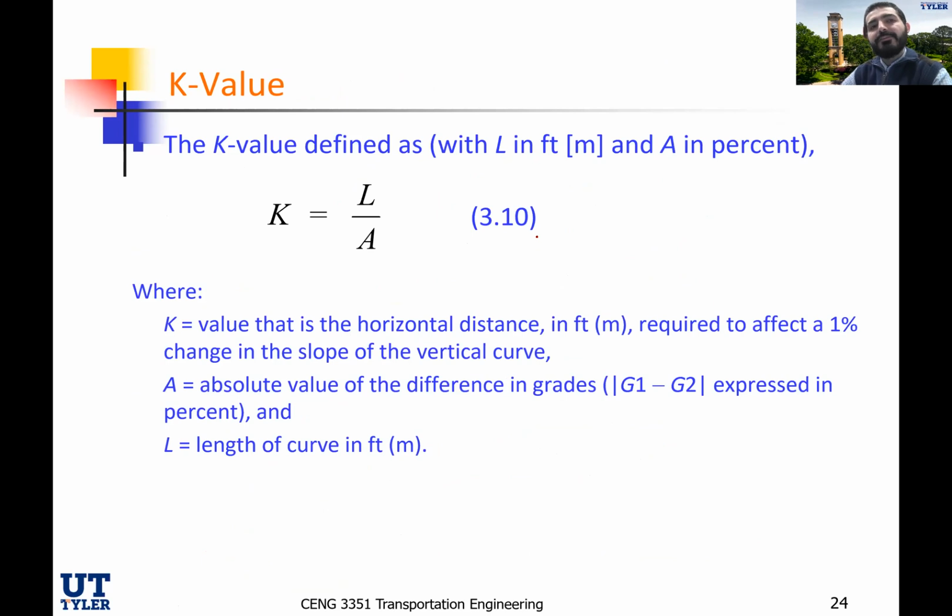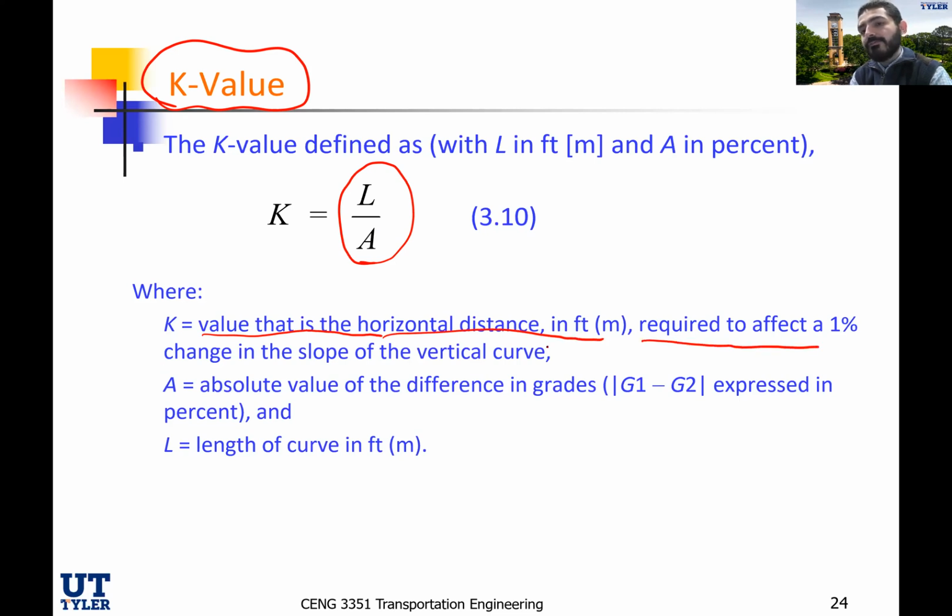All right. Another factor here, and bear with me again, defining all these factors, and then we're going to go through problem solving in another session. But the K value is defined as L over A. L, this is again the length of the curve over A, the absolute difference between G2 and G1. In another term, K is the horizontal distance required to affect 1% change in the slope of the vertical curve. Let's read it one more time here.